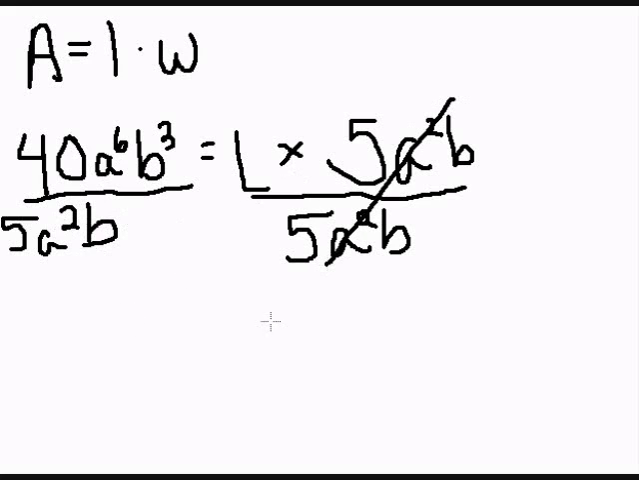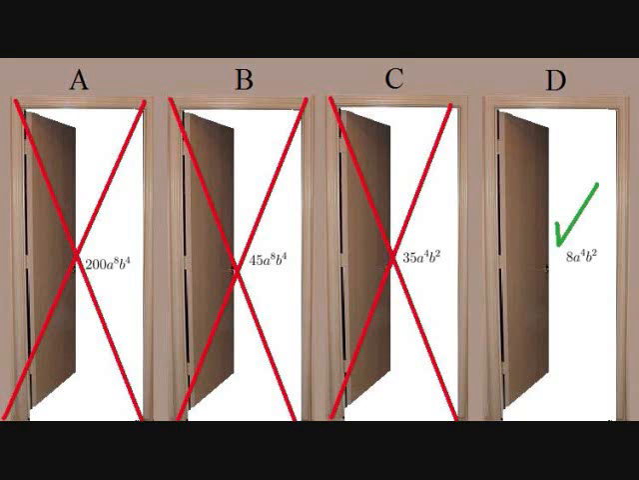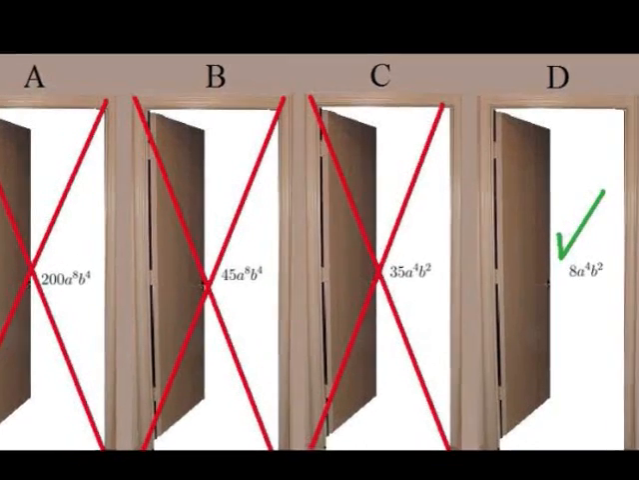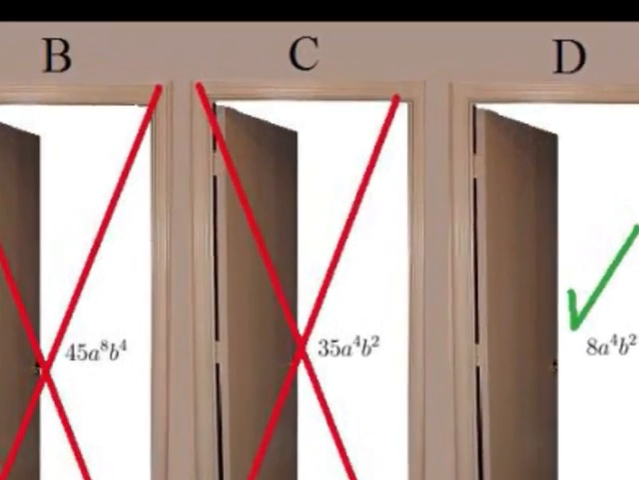When you're dividing exponents, it's like you're really subtracting them. So a to the 6 divided by a squared would really be like saying a to the 6 minus a squared, which equals a to the 4th. Now that you have the answer, you can compare it with the answer choices. Since D is the choice that matches your answer, it's the correct one.